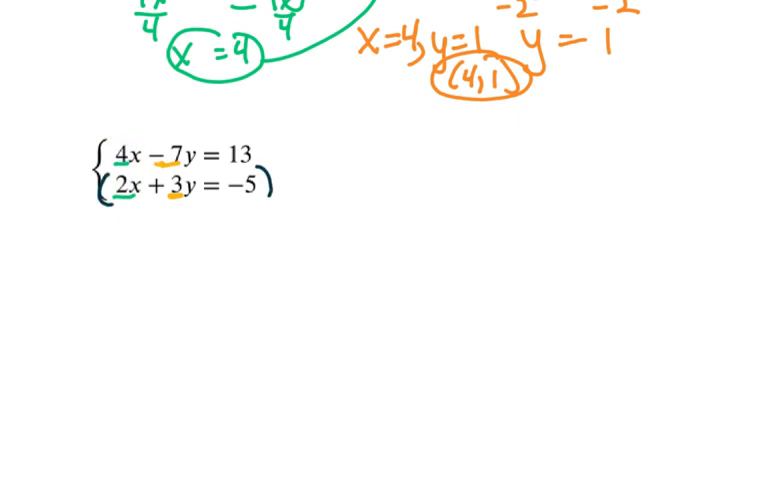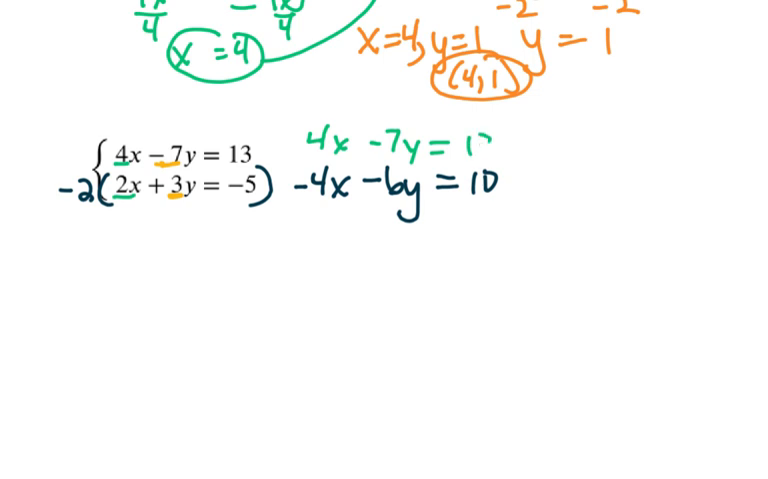So I'm going to take this whole bottom statement and multiply it by a negative 2. That will then give me negative 4x, negative 2 times a positive 3 will give me negative 6y. And don't forget, everything needs to be multiplied by negative 2. So negative 2 times a negative 5 gives you a negative 10. And I'm going to keep that top 4x minus 7y equals 13 still there.